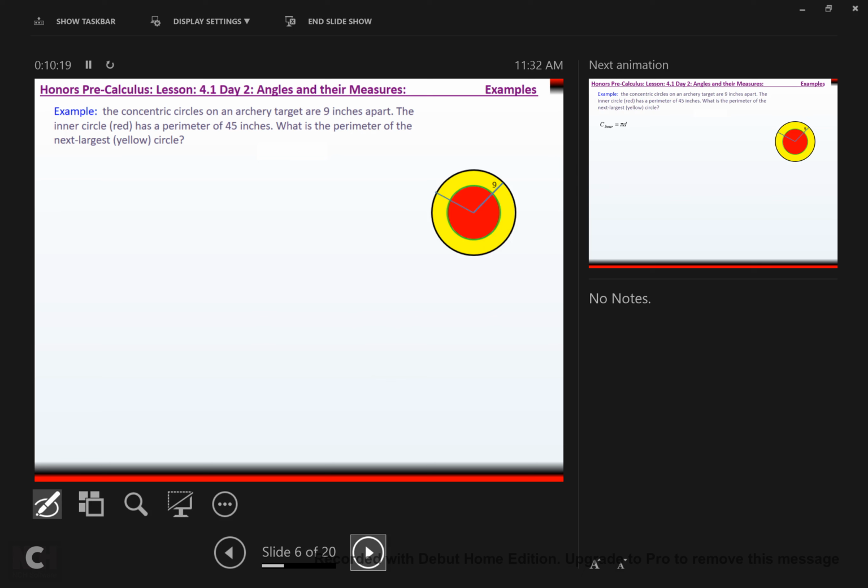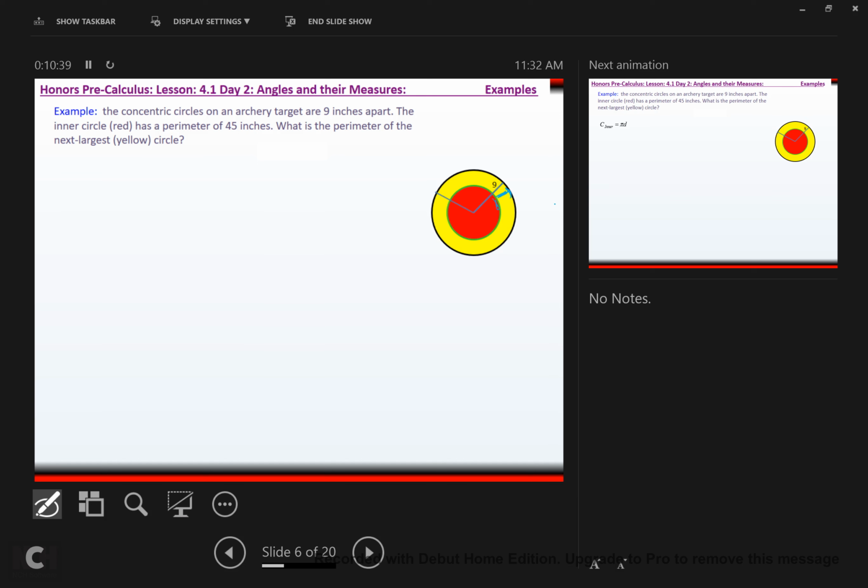Okay, on this one, it says the concentric circles of an archery target are 9 inches apart. So the difference between the outer circle and the inner circle is 9 inches. It says the inner circle, red, has a perimeter of 45 inches. What is the perimeter of the next largest one?